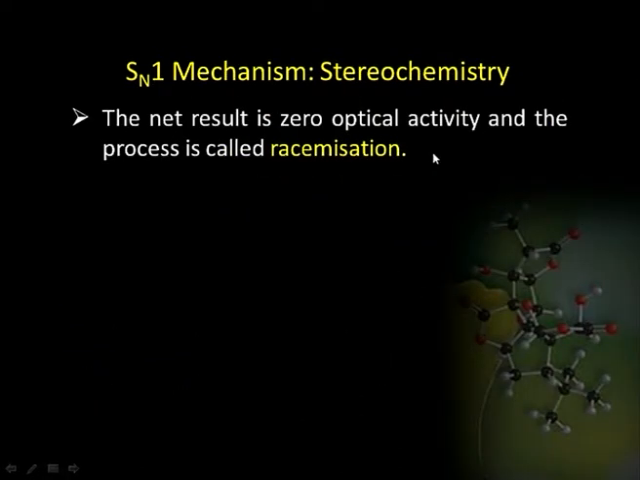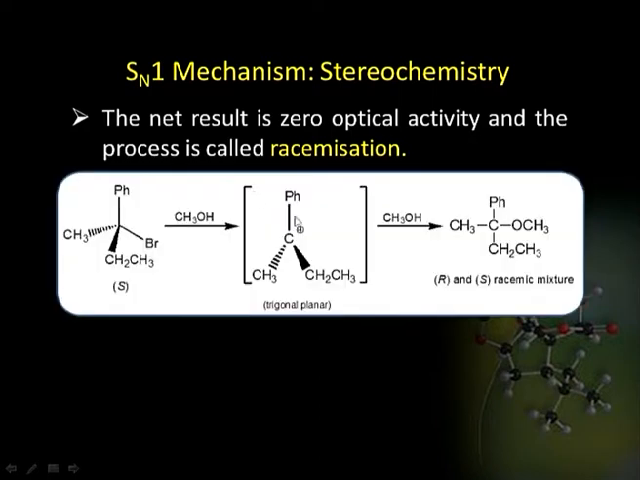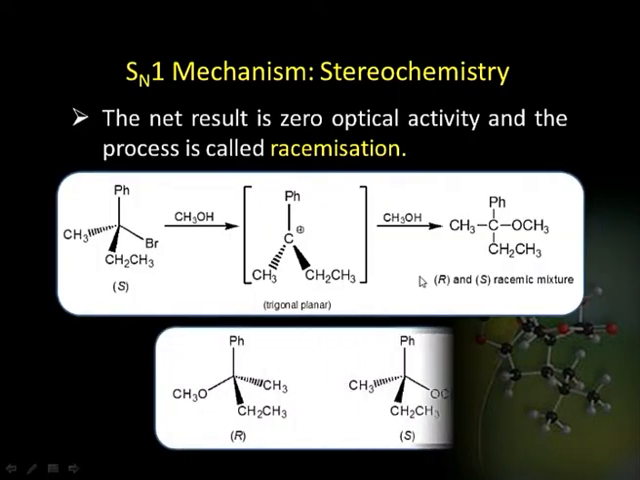The net result of the stereochemistry in case of SN1 reactions is that we observe zero optical activity. This process is called racemization because we get the formation of two products, two isomers in equal amount. We have our R product which is 50% in amount and we have the S product which is again 50%. So, together they lead to zero optical activity.